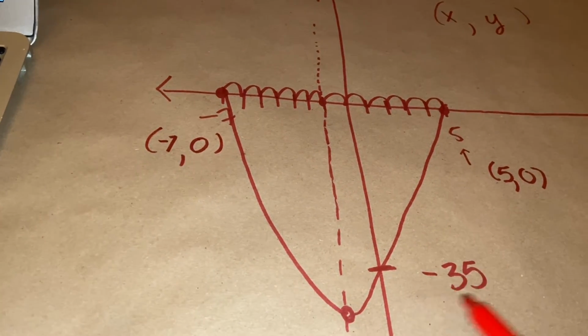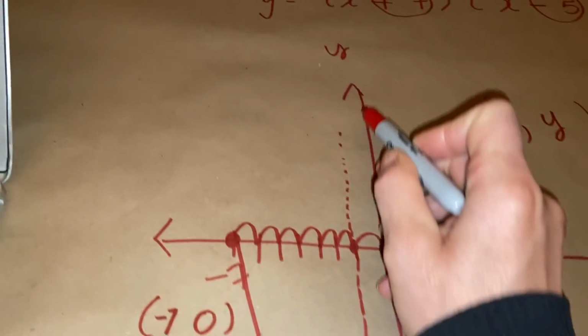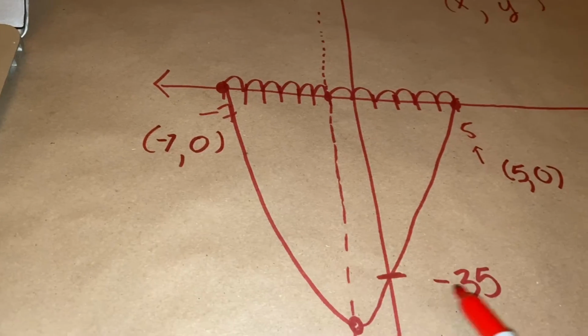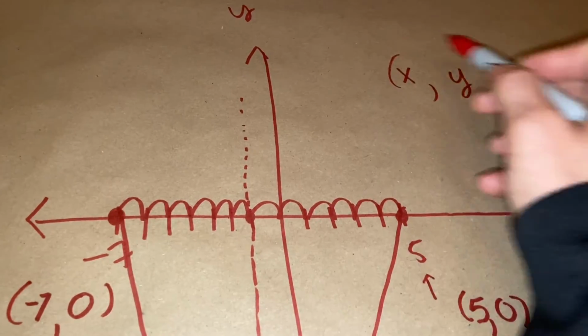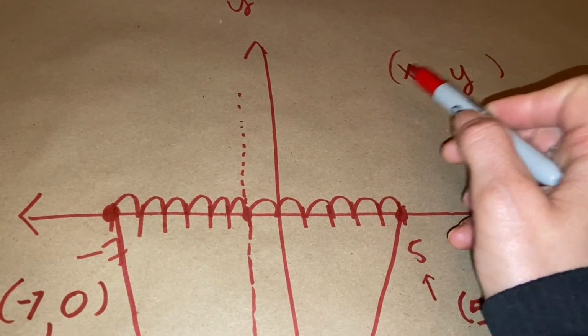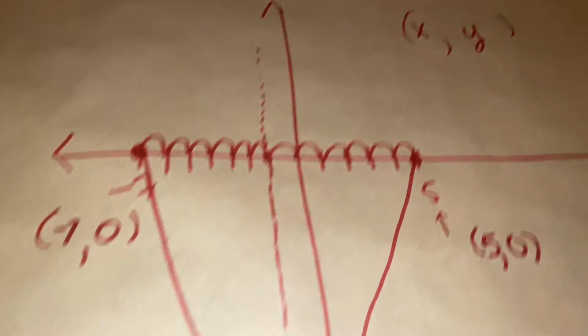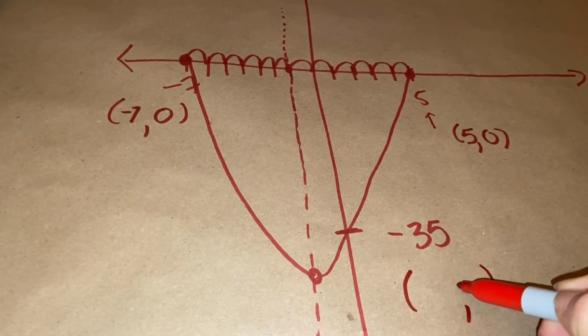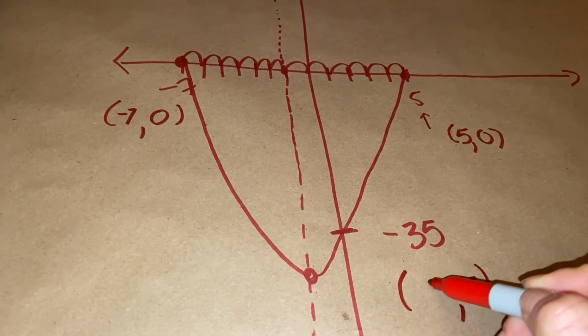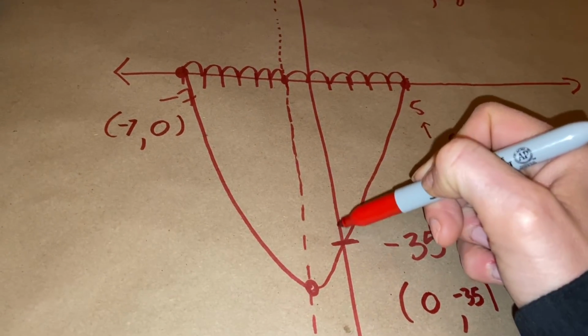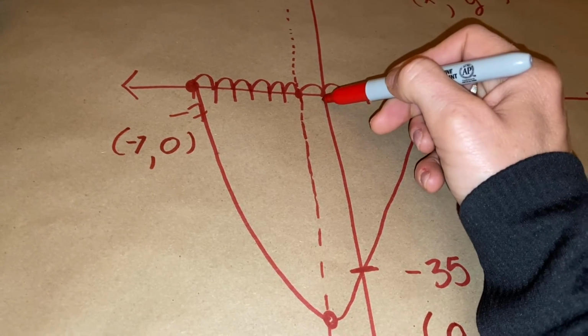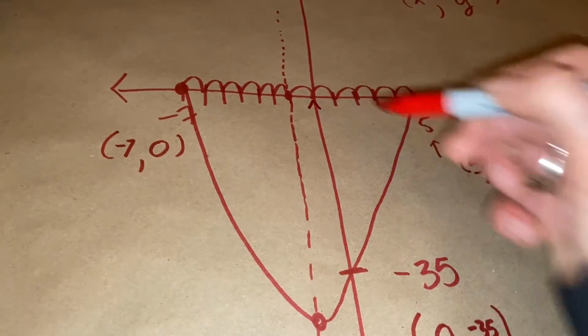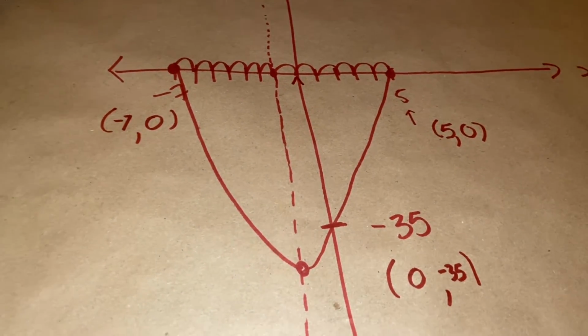Now, let's look at our y-intercept. Our y-intercept is here. This minus 35 is on my y-axis. It is a y, so it's not an x. It can't come first. It has to come second. So that means it's going to be 0 for the x, and y is minus 35, because if I go up here, this x value right here is going to be 0.